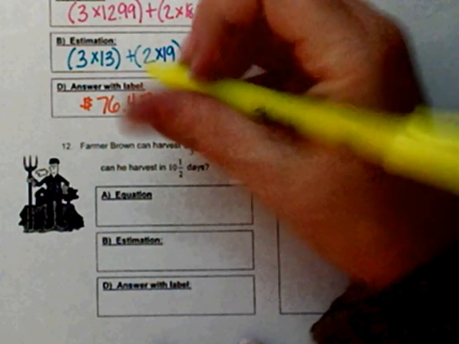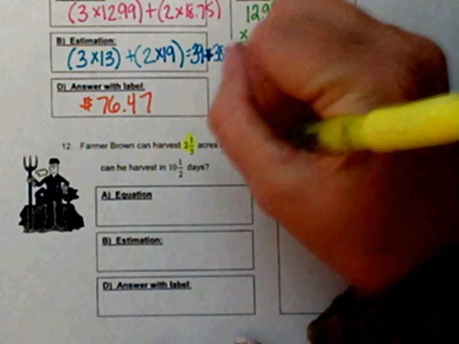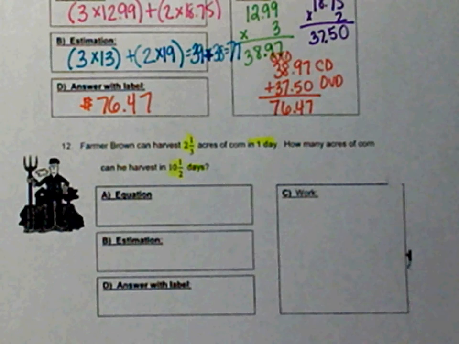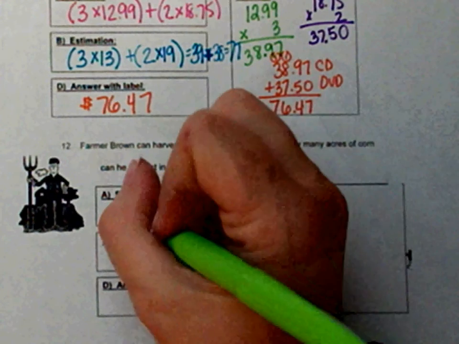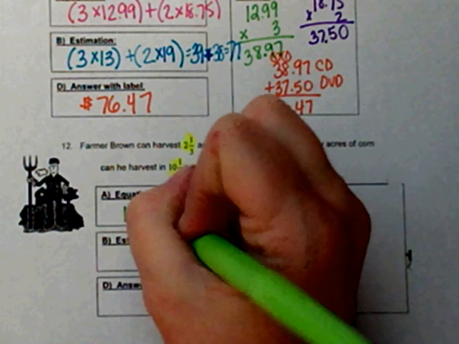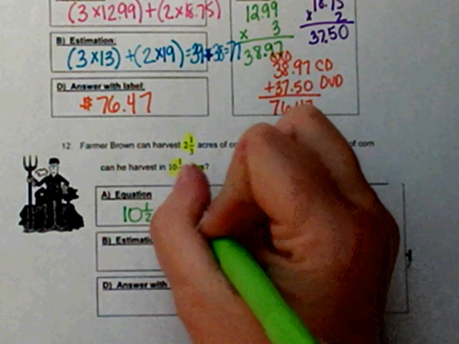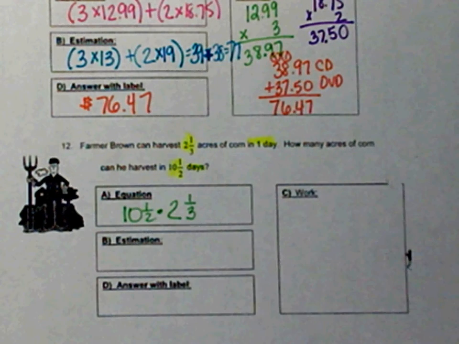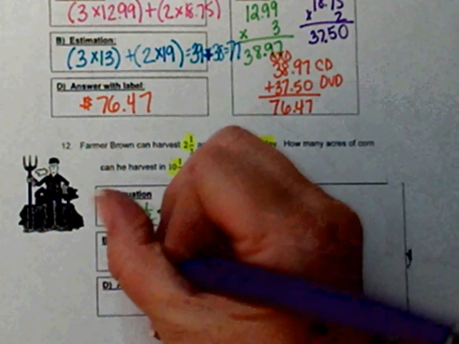Now let's add them up. For our CDs, our total was $38.97. For our DVDs, our total was $37.50. Add them up. 7, 14, 16. Don't forget your decimal. And my answer, $76.47 for your CDs and DVDs.